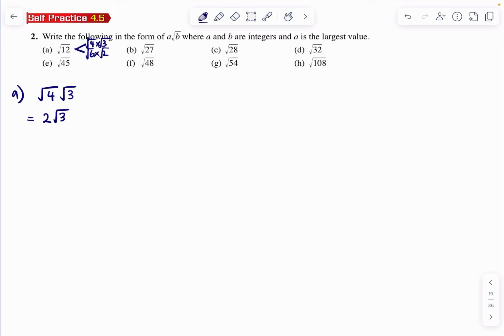Okay. So let's try to do all these manually. Of course, you can just use your calculator, but where's the fun in that, right? Right, 27. 27 is 9 times 3, and 9 we can square root. So root 9 times root 3. Root 9 is 3. So 3 root 3. C, 28. 28 is 7 times 4. So 4 we can square root. So root 4 is just 2. So I can write this as 2 root 7.